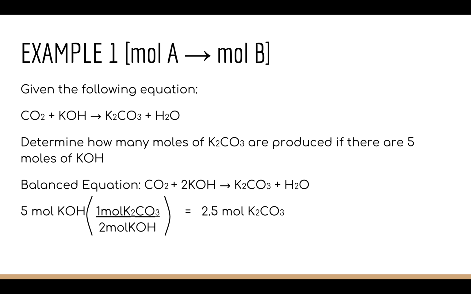Let's look at the first example. We have the given equation. Carbon dioxide plus potassium hydroxide creates potassium carbonate and H2O. How can we determine how many moles of potassium carbonate are produced if there are 5 moles of potassium hydroxide? The first thing we have to do is balance the equation.